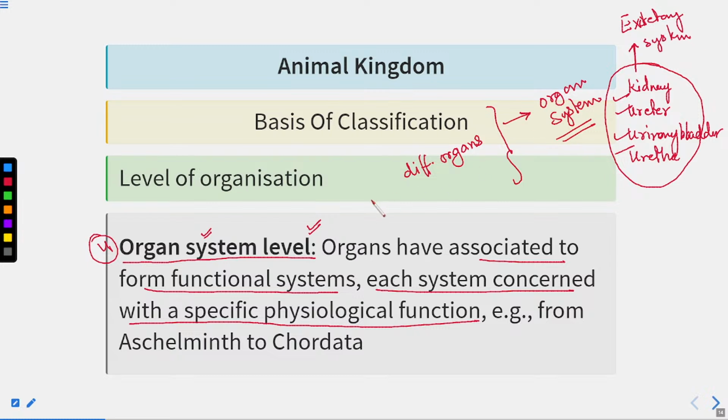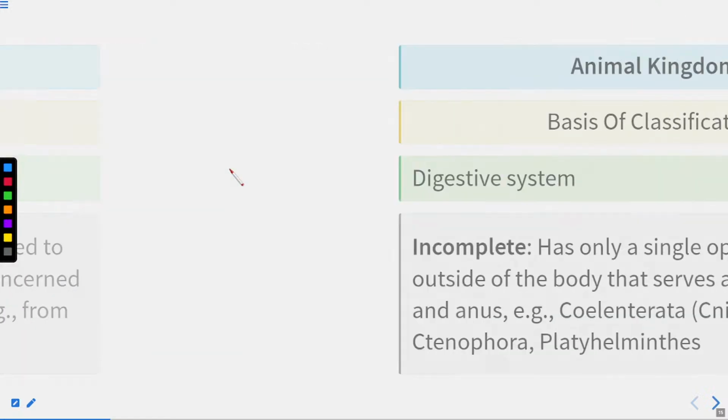In this way, Aschelminthes and Chordata have organ system level of organization. There will be different organs that unite together to perform one specific function. Like here, the kidney, ureter, urinary bladder and urethra, these 4 different organs unite together to perform a function through the excretory system. So this is the level of organization.